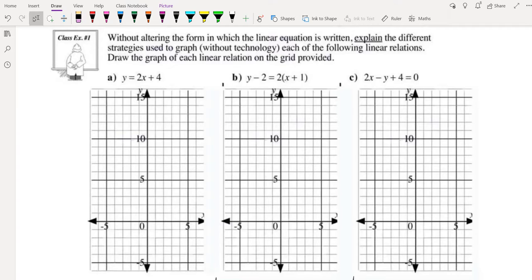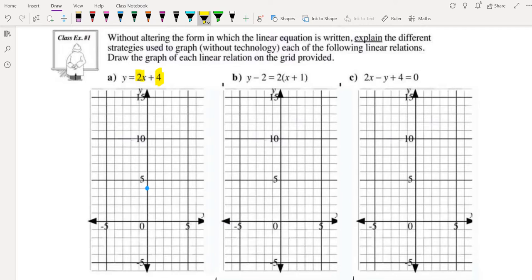In the first question, A here, we're given our information in our slope-intercept form. We've told the intercept, the y-intercept is 4. So we know that one of our points is at y value of 4, x value of 0. And now we need to determine another point. Right? And we determine the second point from our slope.